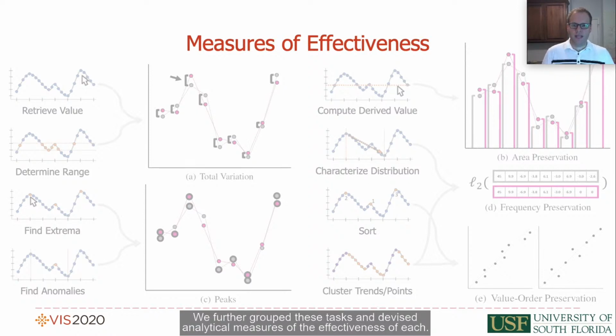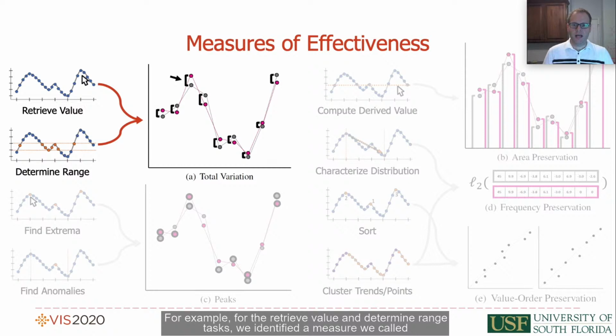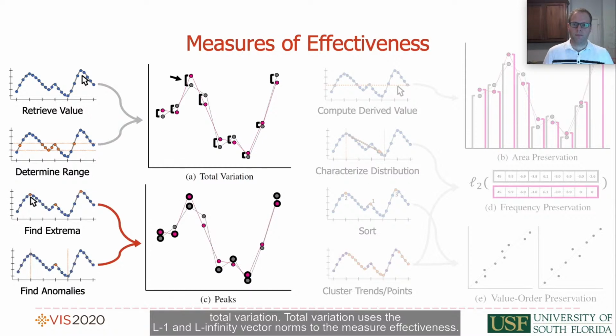We further group these tasks and devise analytical measures of the effectiveness of each. For example, for the retrieve value and determine range tasks, we identified a measure we called total variation. Total variation uses the L1 and L infinity vector norms to measure the effectiveness. For the find extrema and find anomalies tasks, we measure the variation in the peaks and the valleys in the data. This is found using the Wasserstein and bottleneck distances of the critical points.